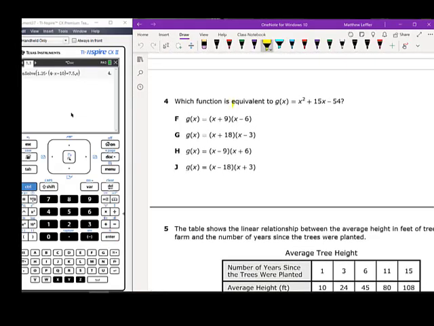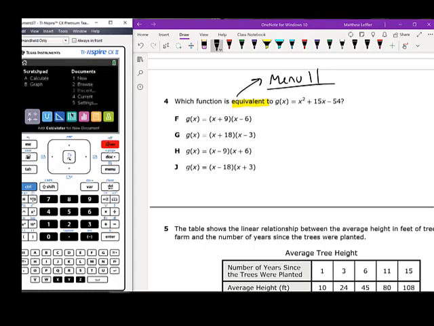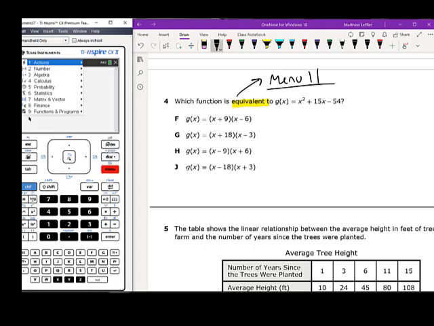There's one of our favorite words, equivalent. Always menu 1-1 with either equivalent or simplify. X equals our age, 15. Enter. Enter the expression, x squared plus 15x minus 54.